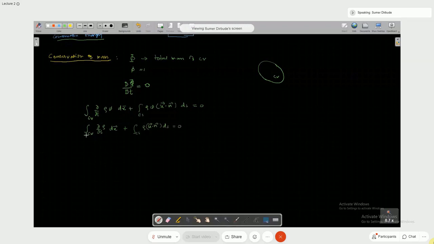Now we want to convert this control surface integral into a control volume integral. How do we do this? There is a theorem called the Gauss divergence theorem, which connects these two phenomena.